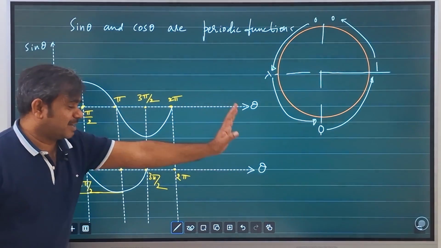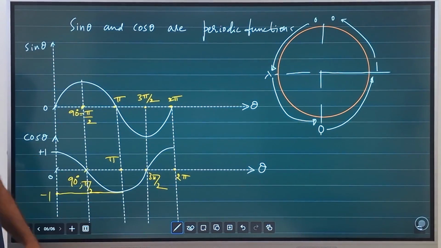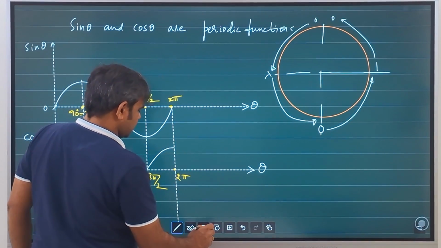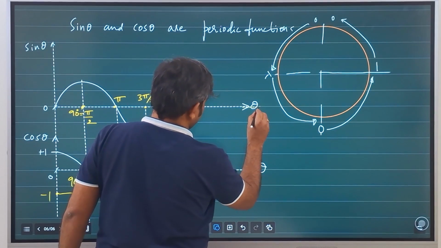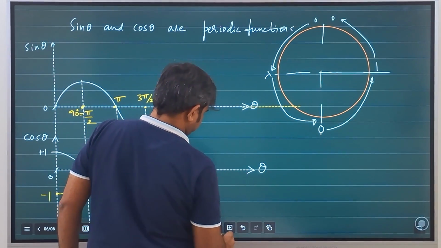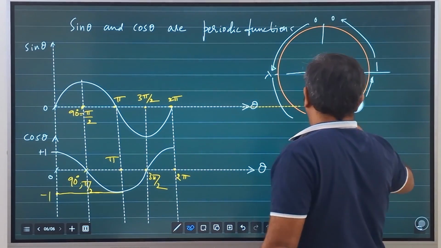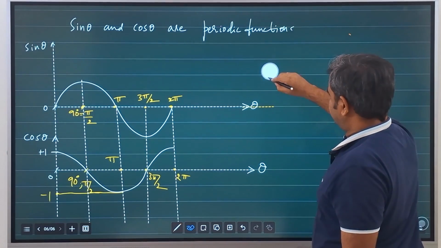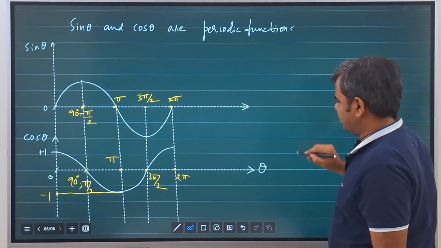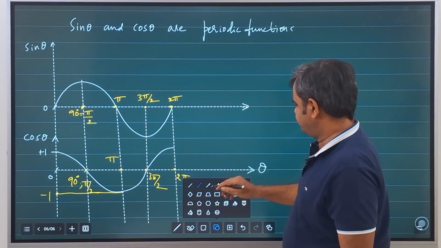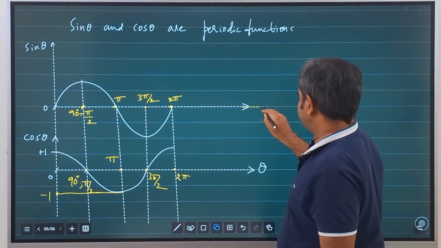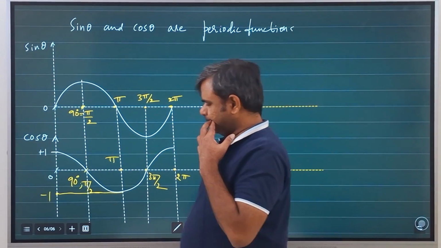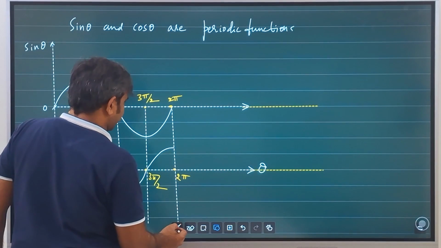So what happens for angle greater than 360 degrees? The graphs repeat. If you draw the sin theta graph and cos theta graph in the second cycle, angle greater than 360 degrees means we are drawing the graphs in the second cycle. Extend the graph. So what is the shape that you are going to get? It's going to repeat.